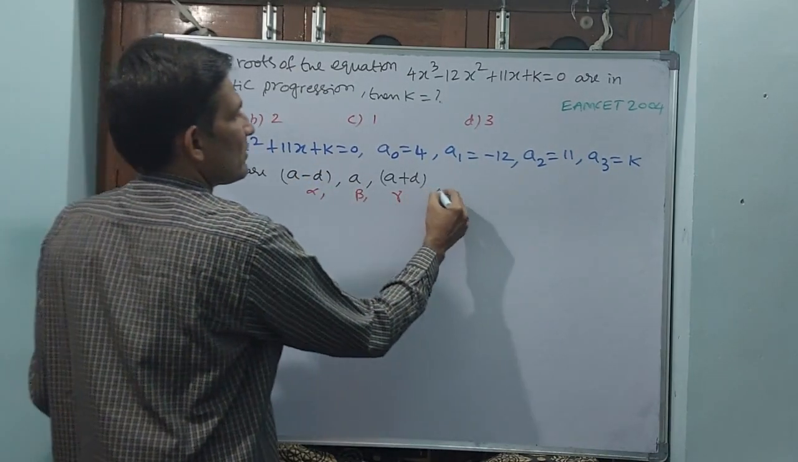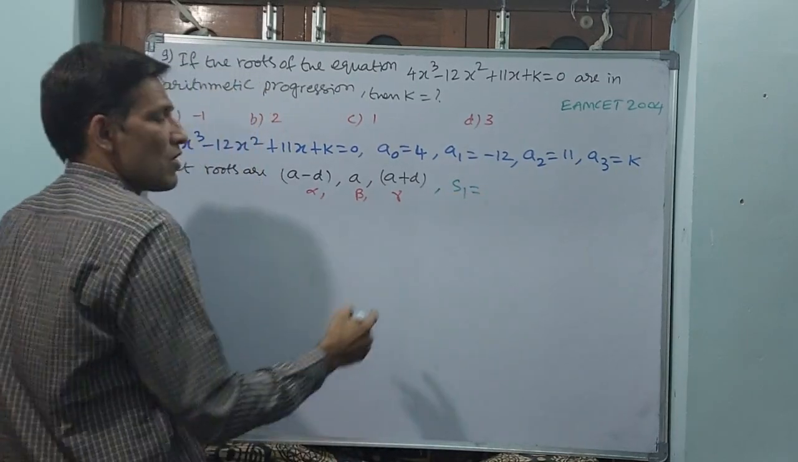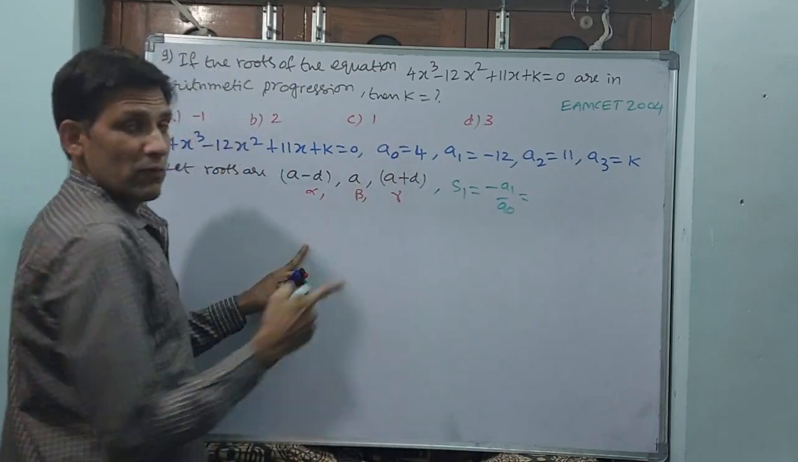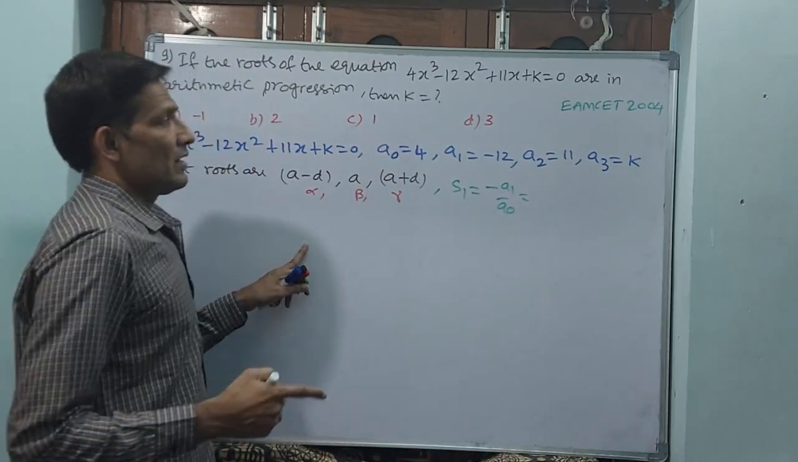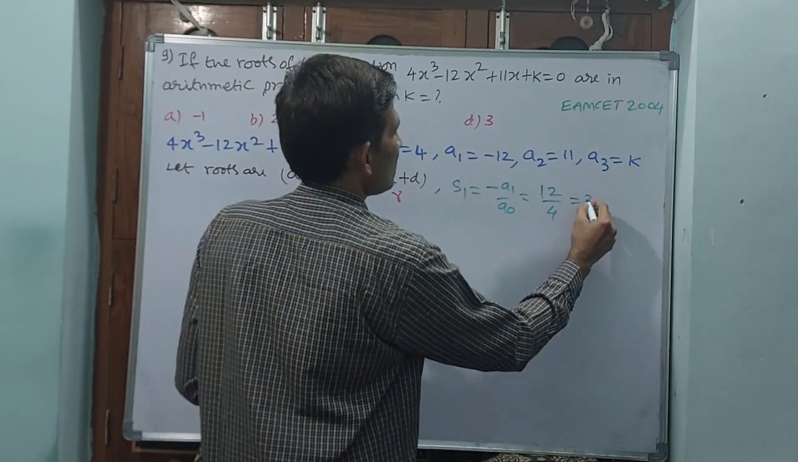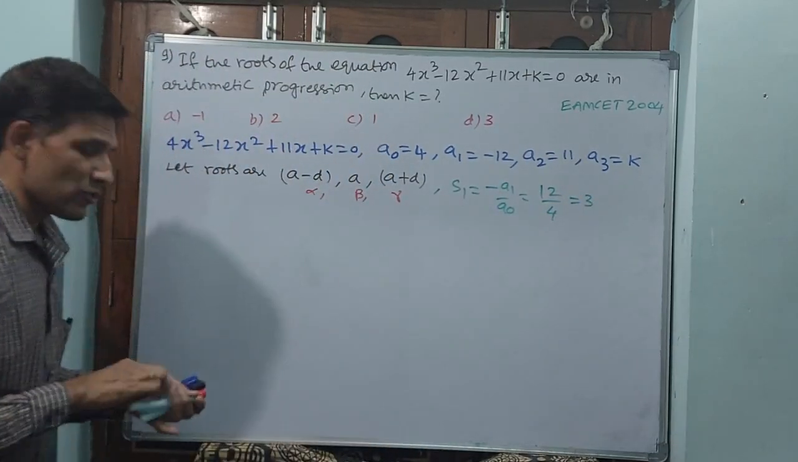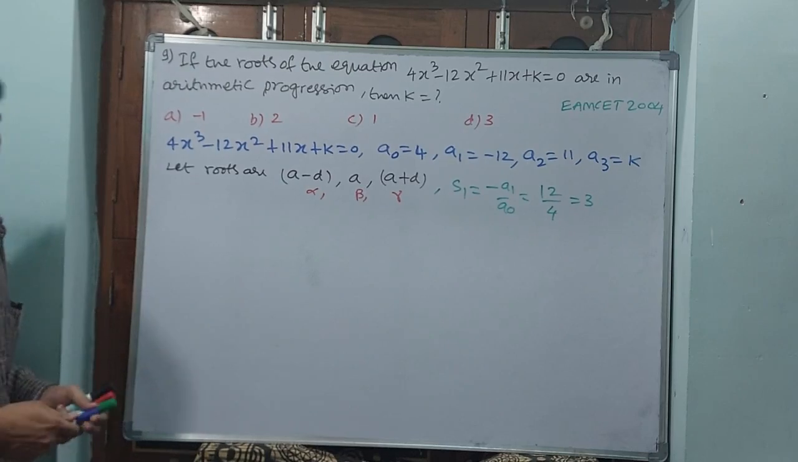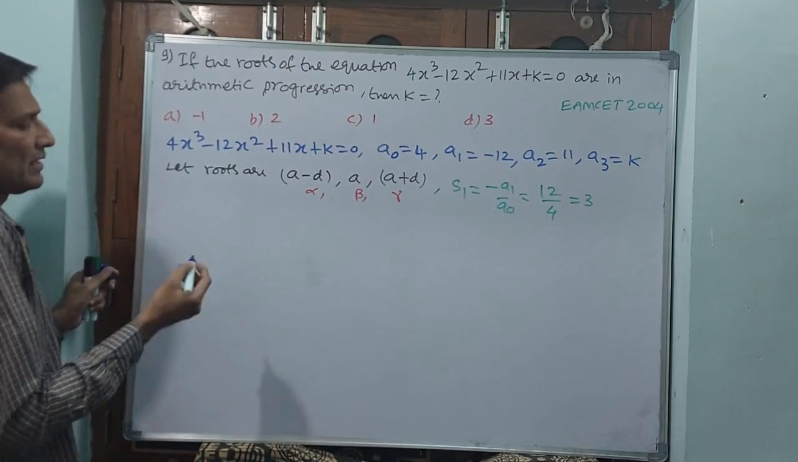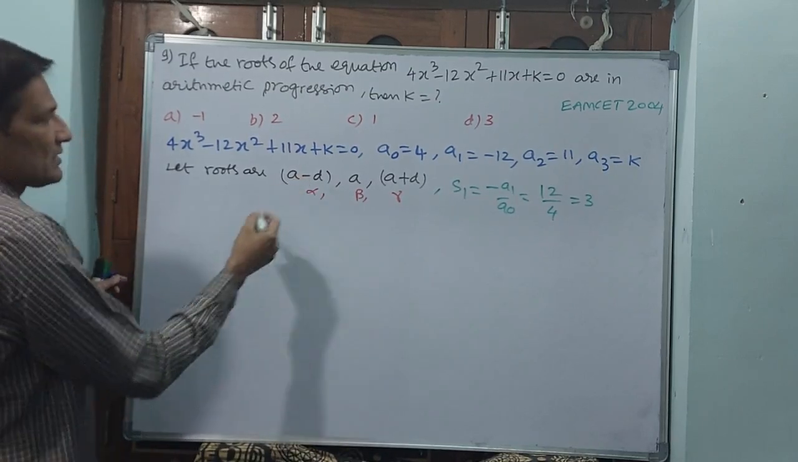S1 is equal to, write down, S1 is equal to minus A1 by A0. A0 here is 4. Don't forget, minus of minus 12 by 4, that is equal to 3. S1 will come 3. First we do one thing. We will find S1, because at least something we will find. Afterwards we will see S2, S3 and all. We will find S2, S3 also, but let us see what will happen.